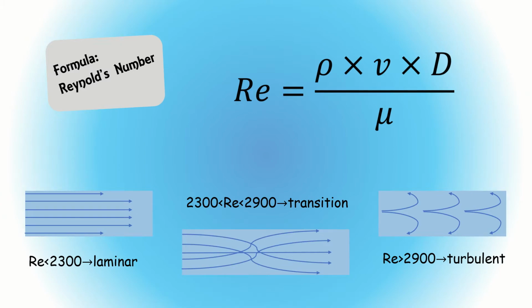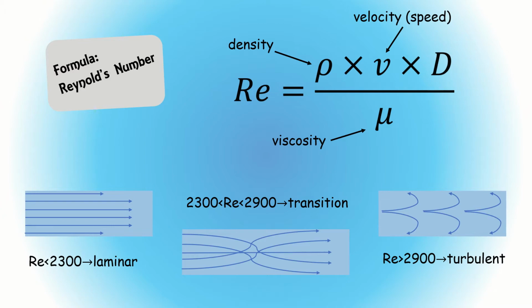Based on this formula, the more viscous the fluid is, the more likely it is to be laminar. The less dense the fluid is or the slower it flows, the more likely it is to be laminar. The diameter of the tube the fluid is in also plays a part. When the diameter decreases, meaning the fluid passes through a smaller tube, the flow is more likely to be laminar.